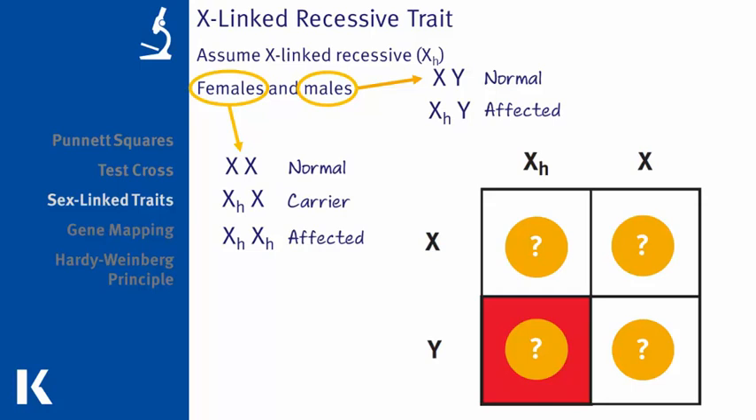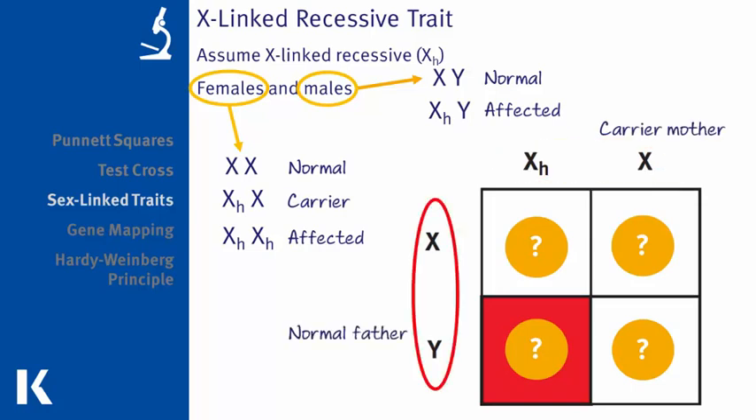Let's see what this means in terms of offspring if we cross a carrier female and a normal male. For this Punnett square, we denote the chromosomes as X and Y and represent the affected allele with the lowercase subscript, placing the chromosomes at the top of the columns for the mother and the beginning of the rows for the father. Then we fill in the table.